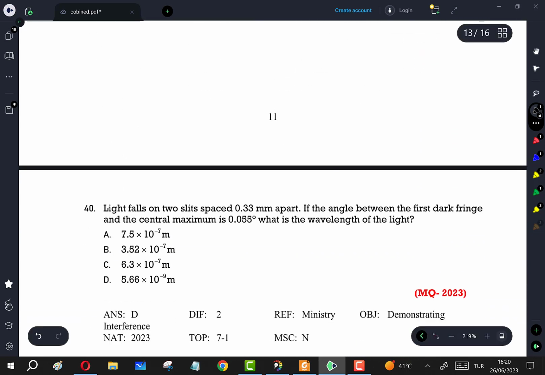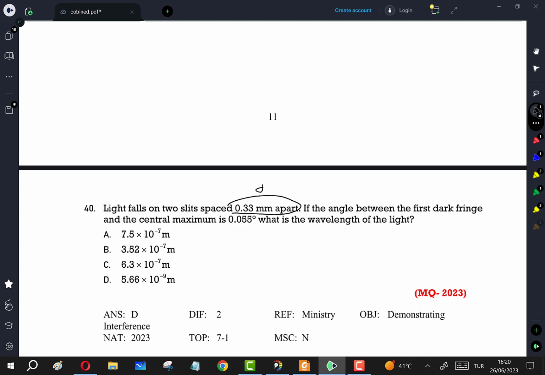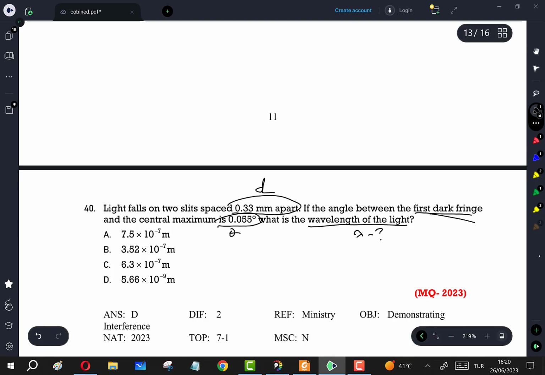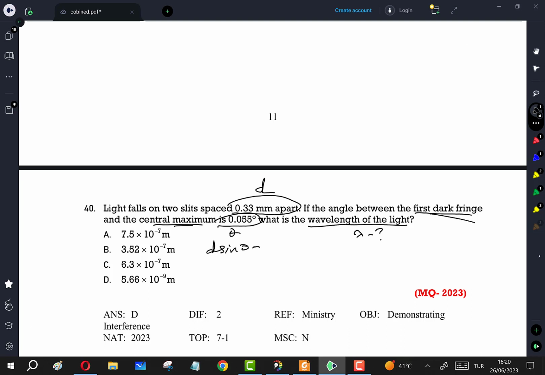Question 40. Light falls on two slits spaced 0.33 millimeter apart, slit spacing or separation d. If the angle between the first dark fringe and the central maximum is 0.055, this is theta, what is the wavelength of the light? Between the first dark fringe and the central maximum, the path length difference, d sine theta, is lambda over 2.